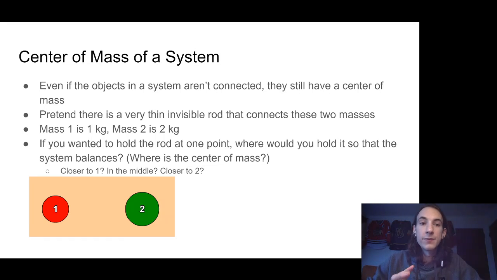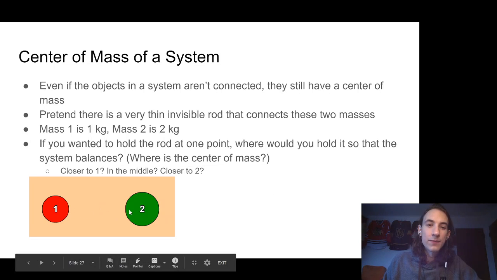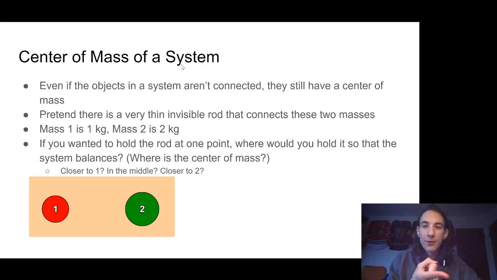If we have a system of objects, then they also have a center of mass, even if they're not connected to each other. That's a weird idea, but even if they're not connected, they still have a center of mass. To help us think about this, we can pretend there's a very thin invisible rod connecting these two masses. So if we have this invisible rod connecting mass 1 and mass 2, if mass 1 is 1 kilogram and mass 2 is 2 kilograms, think about where you'd put your finger so that you could balance these two masses.